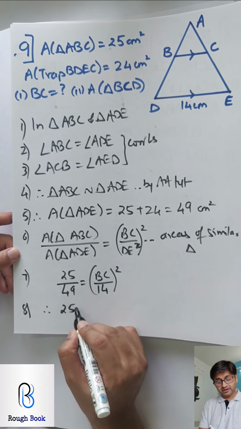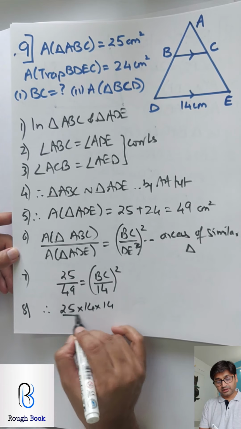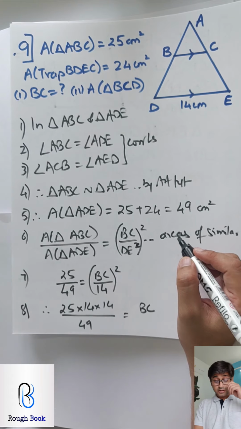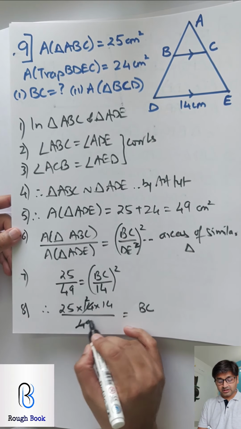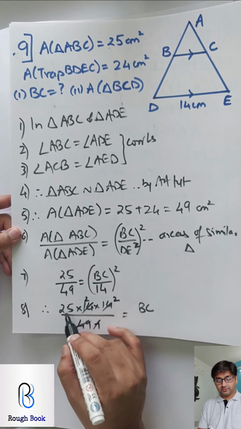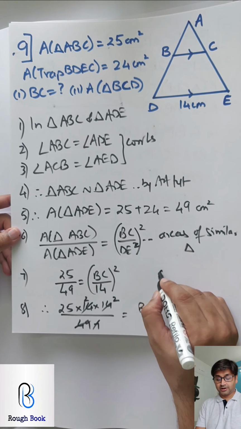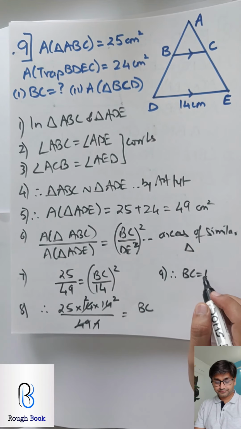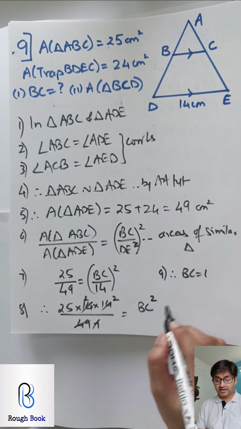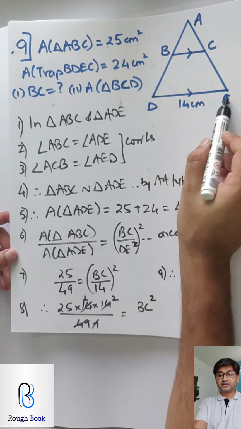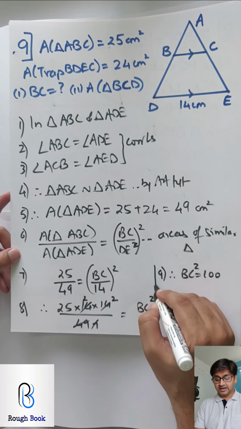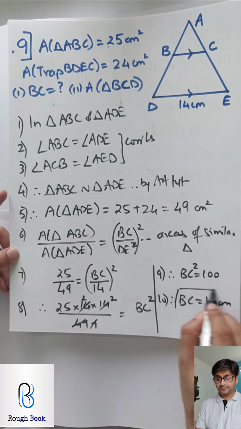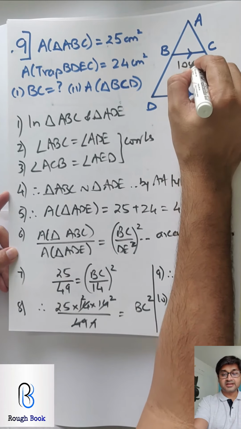So therefore 25 into 14 into 14 upon 49 is equal to BC square. Correct? So let's find the answer. 7 2s are 14, 7 1s are 7, 2s are 4, so 4 into 25, BC square should be 100. So therefore BC, how is it possible? BC square is 100. Yeah, because if this is 14, how can this be 100? Not possible. See, that is rationality. And therefore BC is 10 centimeters. So we managed to get our BC as 10.